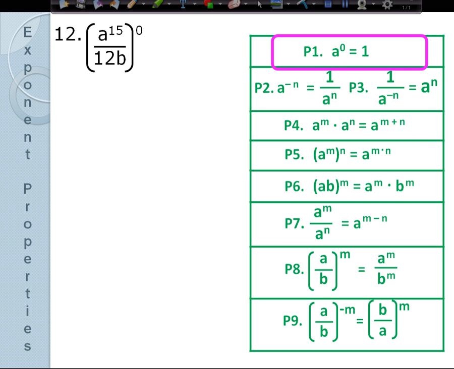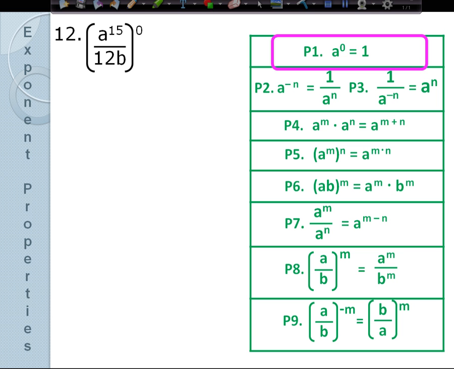All right, let's look at number 12. This is personally my favorite problem in the whole PowerPoint. I have 8, open parentheses, a to the 15 over 12b, close parentheses, raised to the 0. Property number 1 tells me that everything raised to the 0 power is 1.